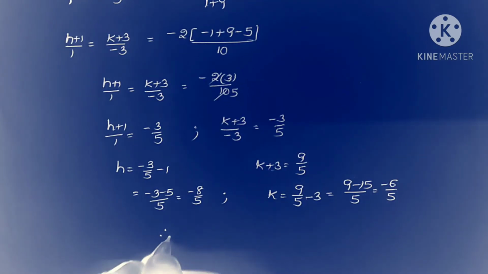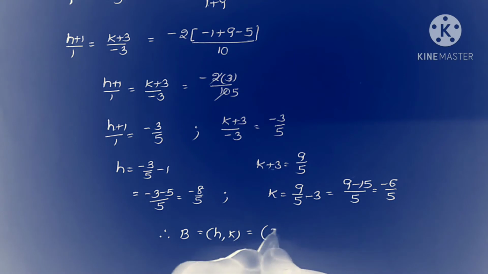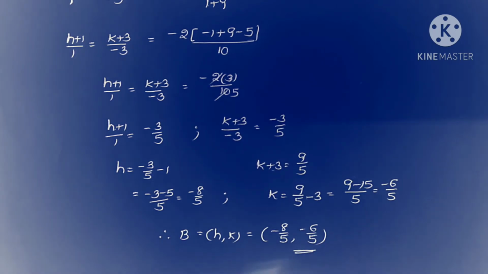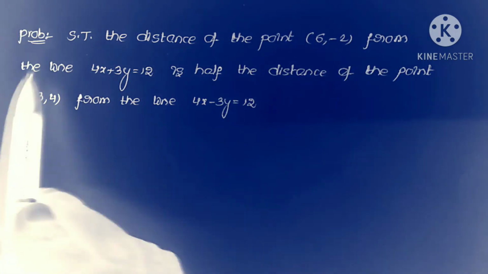Therefore the coordinates of B is equal to (h, k), which is equal to (-8/5, -6/5). That's all. This is the answer.